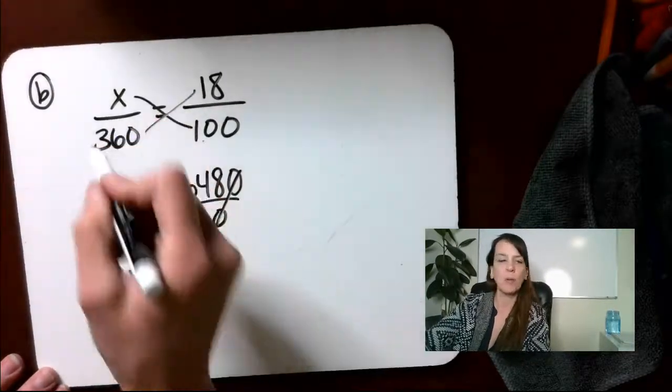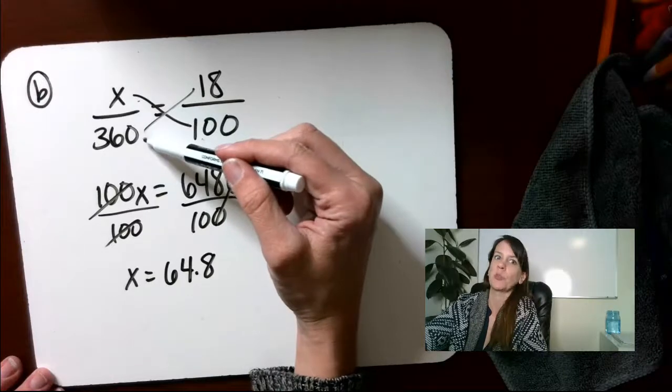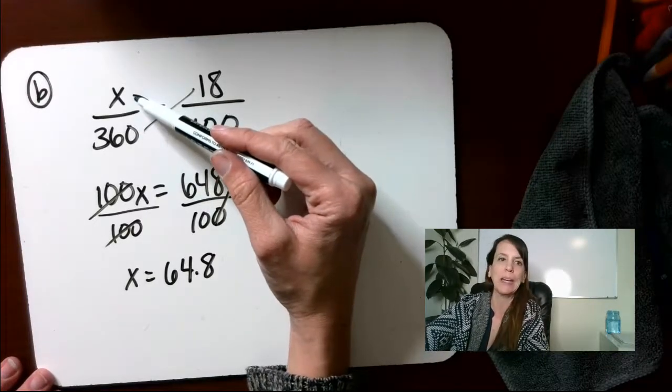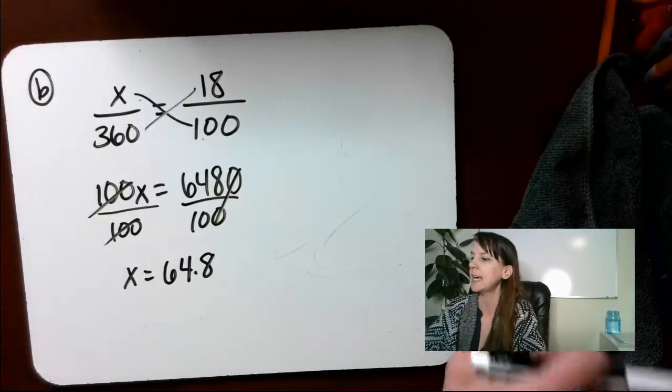And that seems about right, right? If, let's say you have a test that's worth 360 points and you got 64.8 of them correct, you would get 18% on the test.